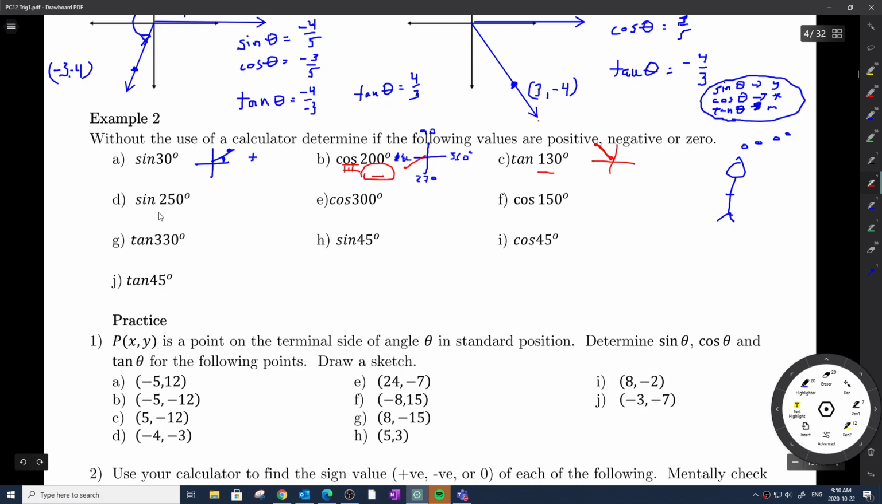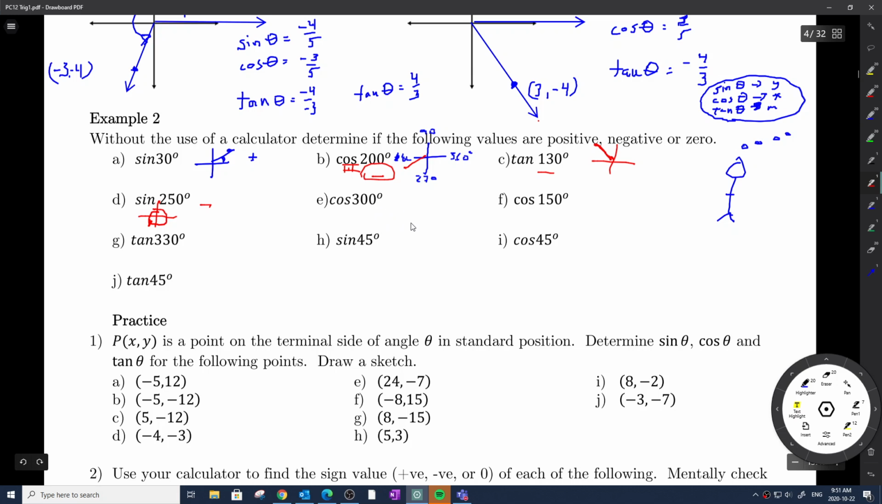So I'm going to switch up my picture just a little bit because I actually like a circle better. Where is sine of 250? Whoa, it's sine of 250. Well, 250 degrees is pretty close to 270, but we are in quadrant number 3. Are the y's positive or negative in quadrant 3? Negative.